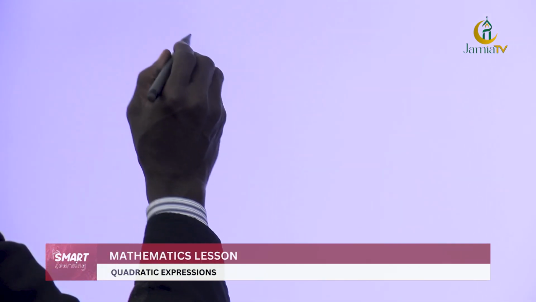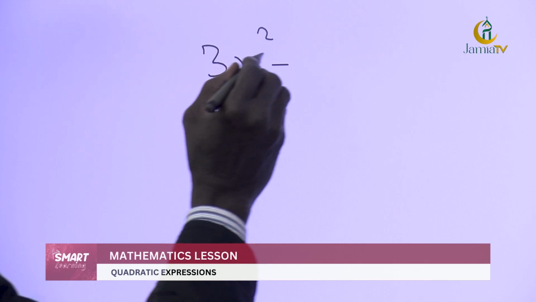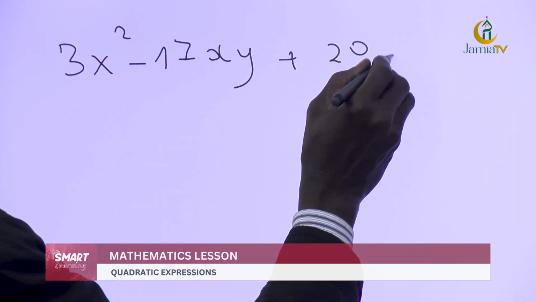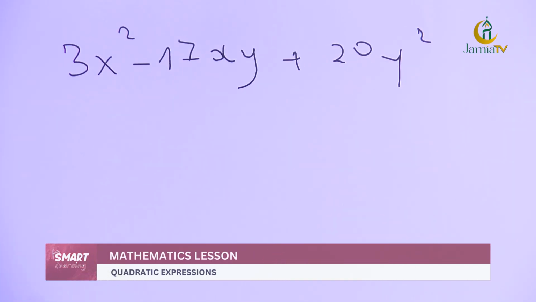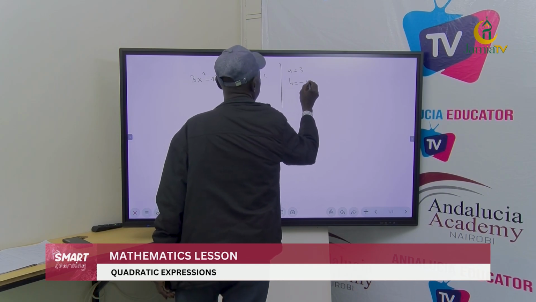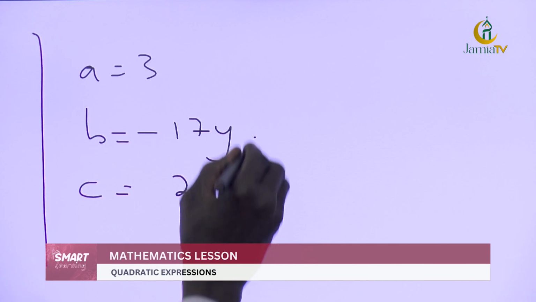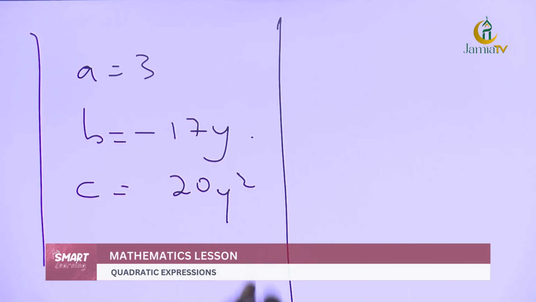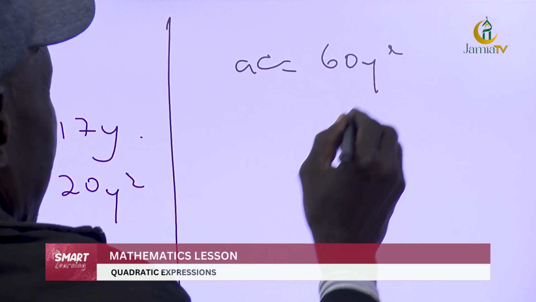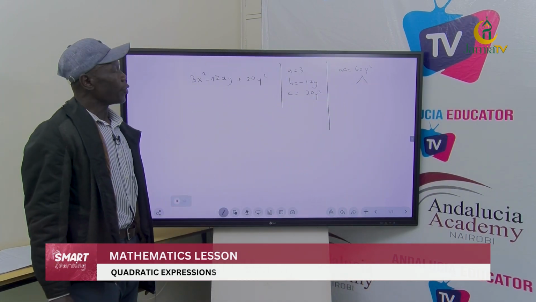So the question is 3x squared minus 17xy plus 20y squared. So the same thing, our A is 3, B is minus 17y, and C is 20y squared. So we're going to go quickly and say my AC equals 60y squared. We quickly need to get factors of 60y squared.